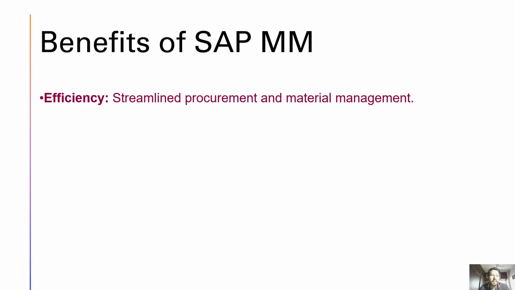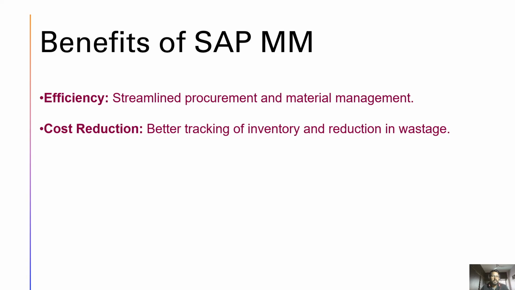So the most important is efficiency. It is a streamlined procurement and material management. It helps to streamline the overall process for doing the material management and the overall procurement for the organization. The second one is cost reduction.